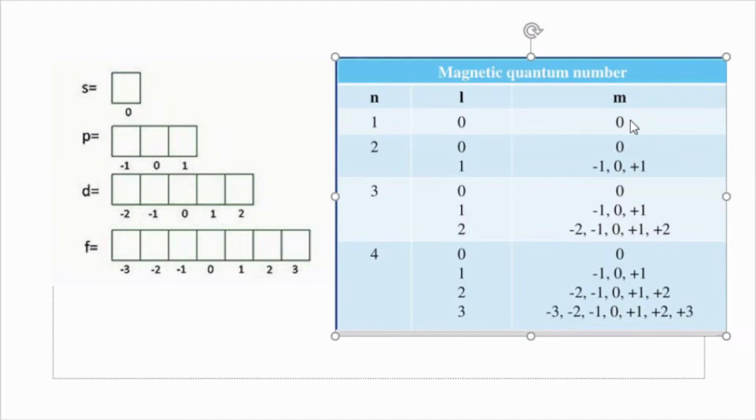For n is equal to 3, it has 3 subshells, S, P, D. S can occupy 2, P can occupy 6, D can occupy 10. So altogether, 18 electrons can be occupied. For the fourth energy level, it has 4 subshells, 0, 1, 2, 3. That means S, P, D, F. S can occupy 2, P can occupy 6, D can occupy 10, F can occupy 14. So altogether, 32.